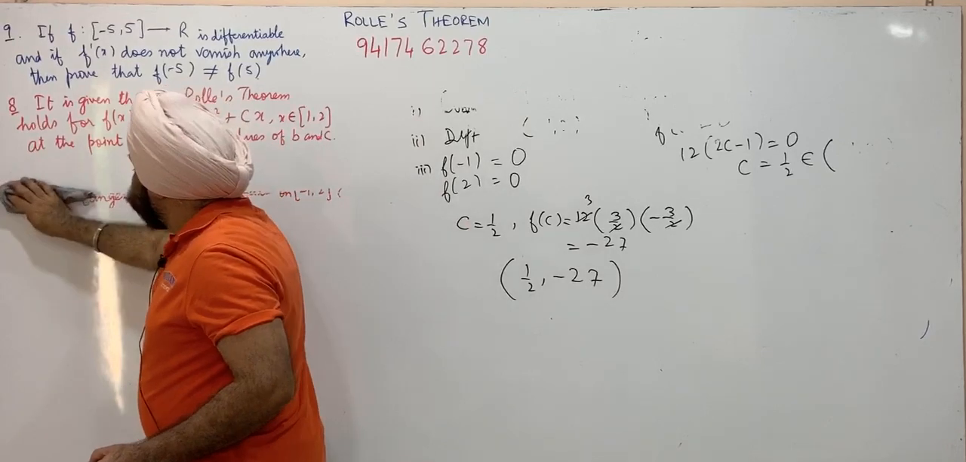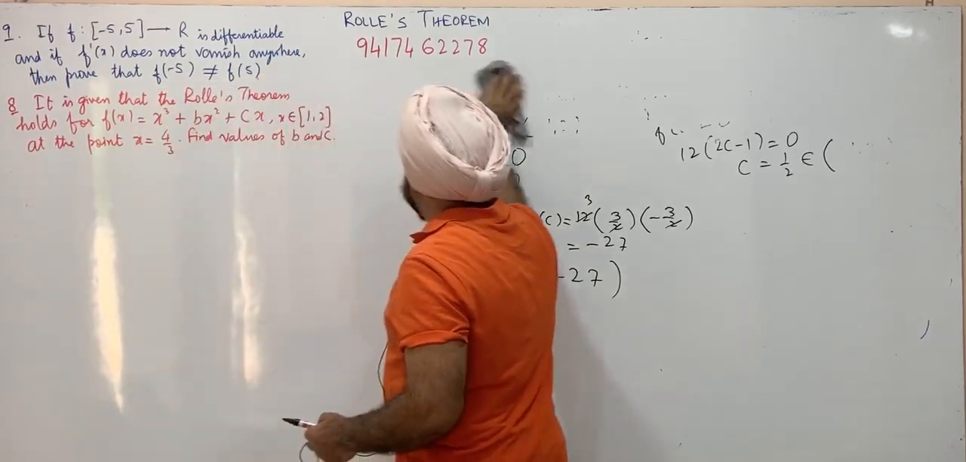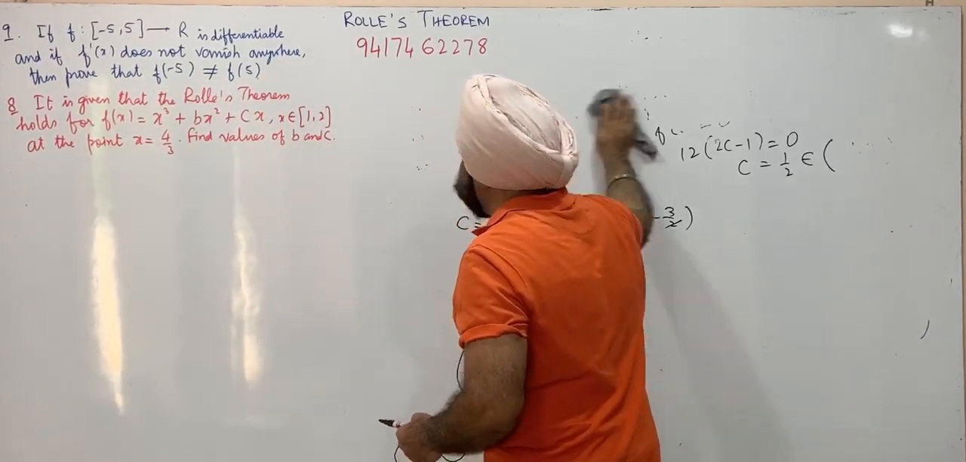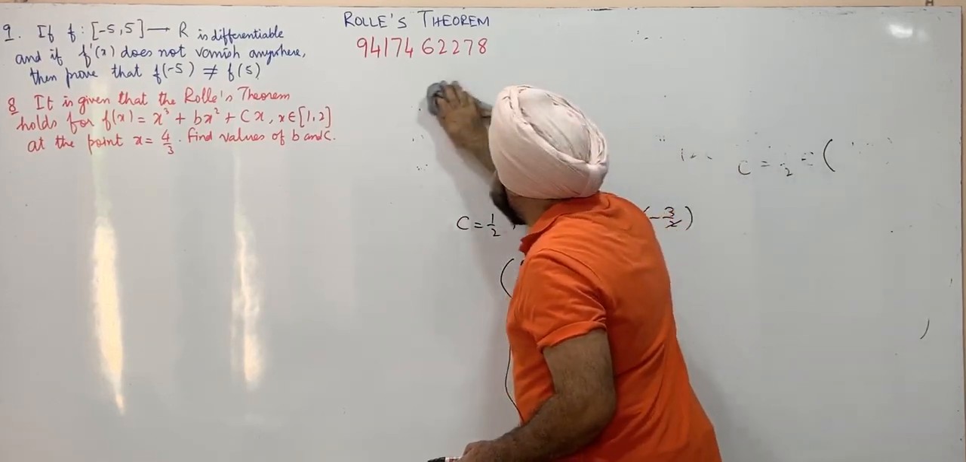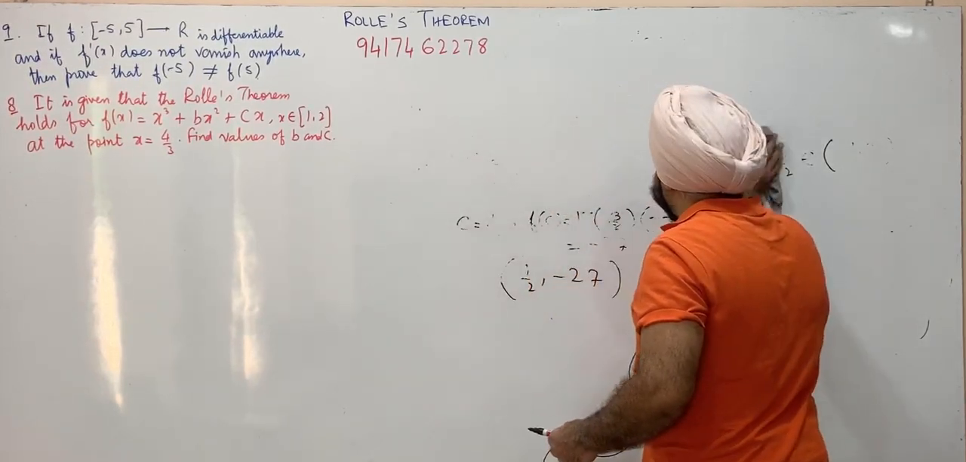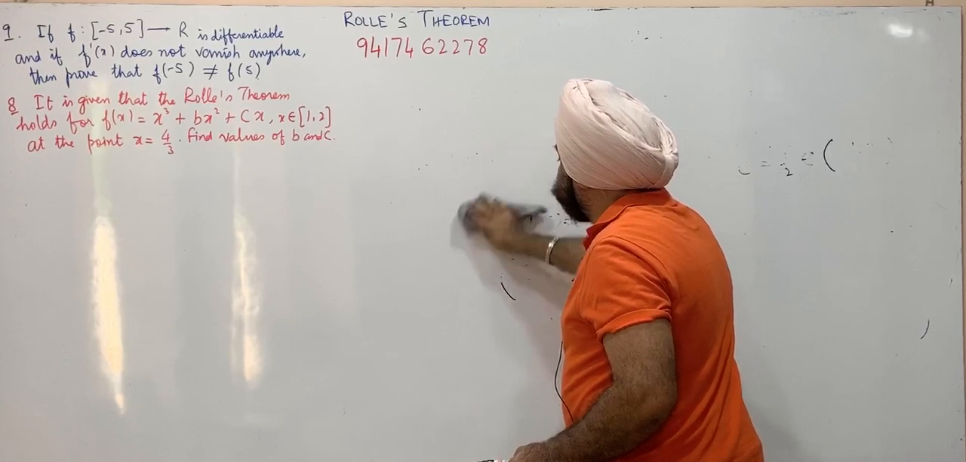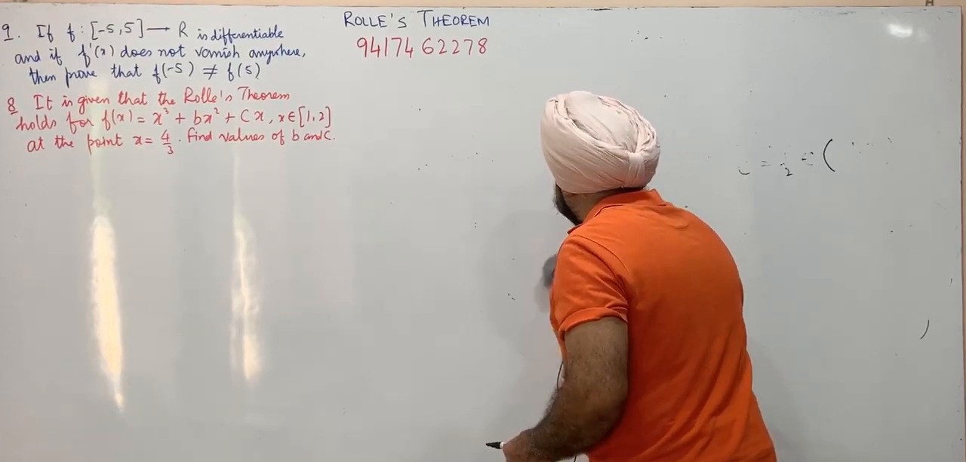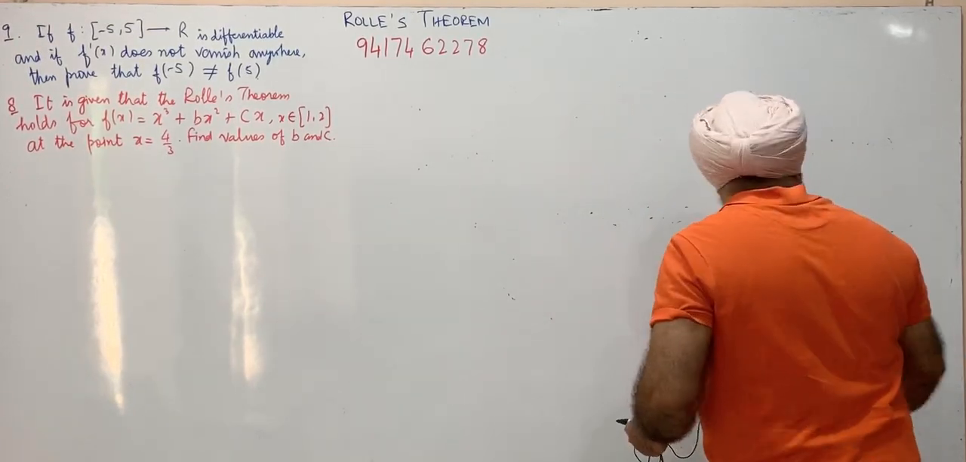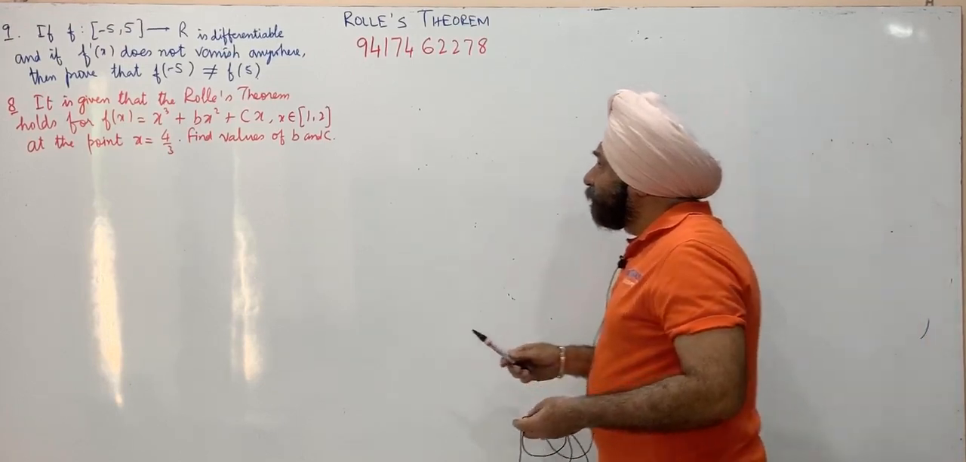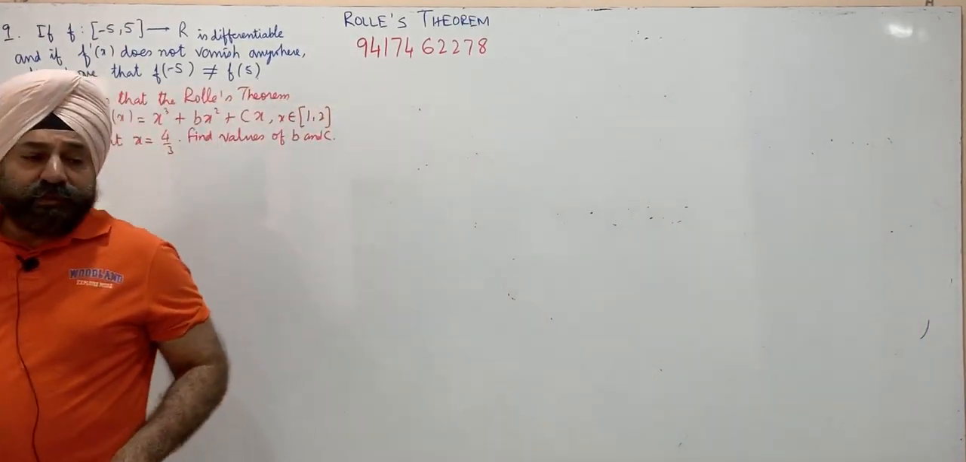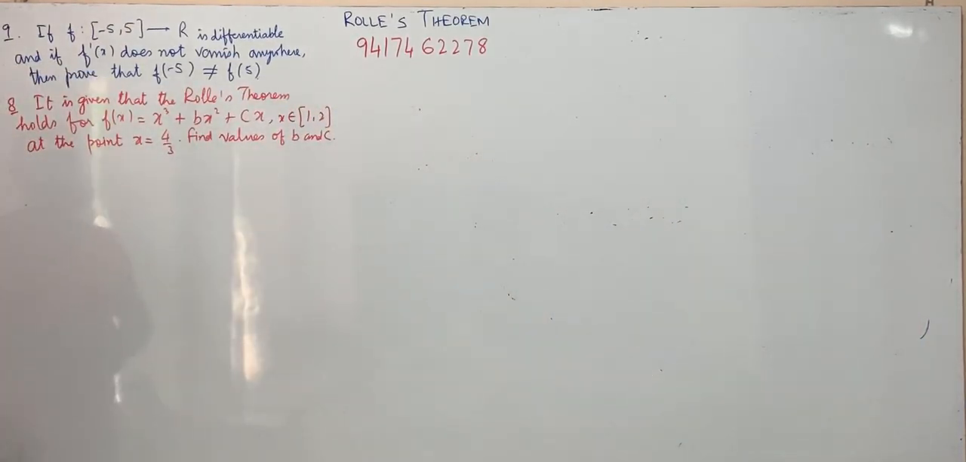So to find out such points we use Rolle's theorem. The next one, we have to find out values of constants b and c given that f of x, which is x cube plus bx square plus cx, this function, Rolle's theorem holds for this function at point x is equal to 4 by 3.